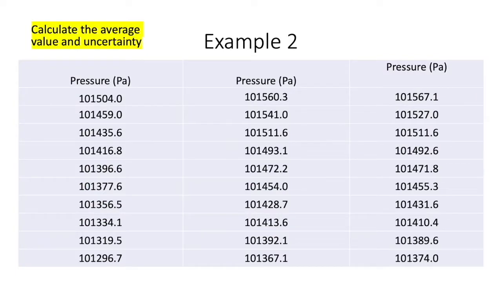So this is another example. I know there's a lot of data, but just try to calculate them so that you can have a really solid understanding of uncertainty. This table shows you some pressure values, and try to calculate the average value and the uncertainty. Pause the video and calculate them first by yourself.